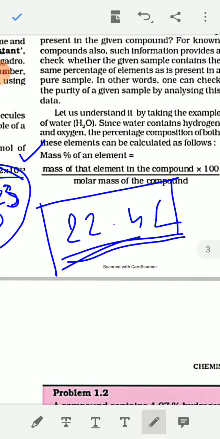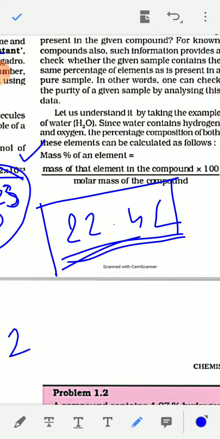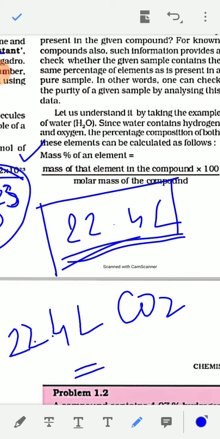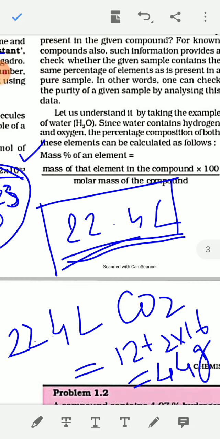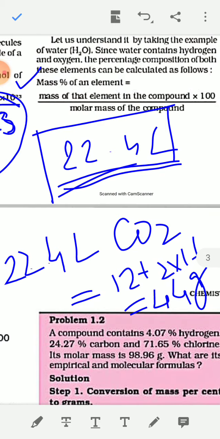For example, at HTP 22.4 liter CO2 is equal to the molar mass of carbon dioxide, that is carbon 12 plus 2 into 16, that is 44 gram. So 22.4 liter carbon dioxide means 44 gram carbon dioxide.